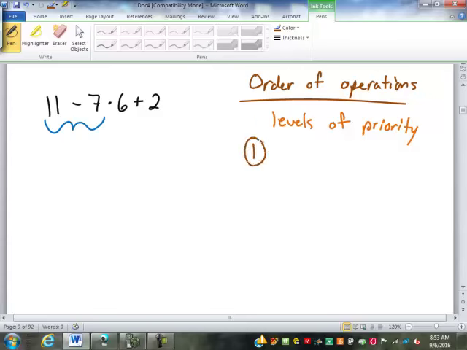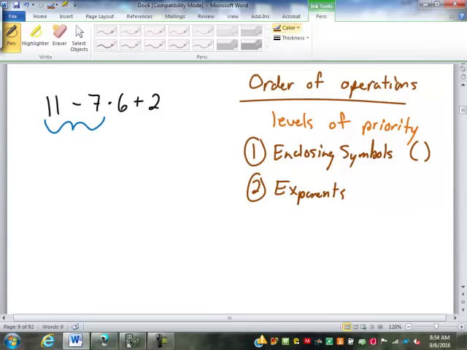So our first and highest level of priority is what's called enclosing symbols. Now, many of you often just hear this referred to as parentheses. A parenthesis is a type of enclosing symbol, but there are going to be several others that we run into. Number 2 is something called exponents. Exponents include 2 things. We haven't really covered each of them much yet. Powers and roots.